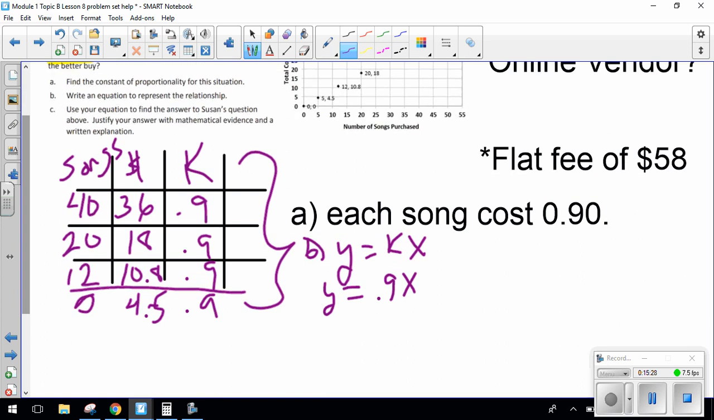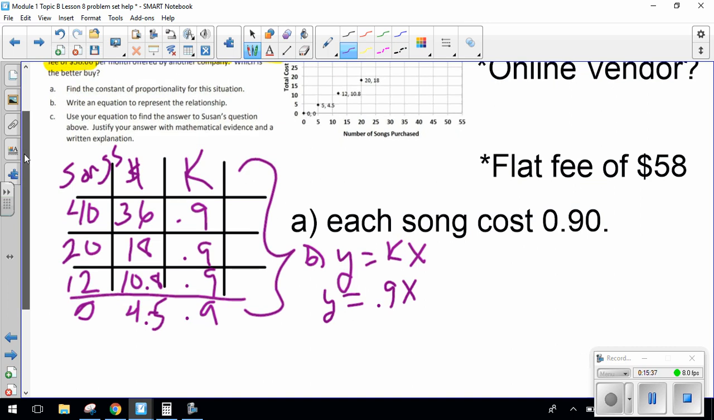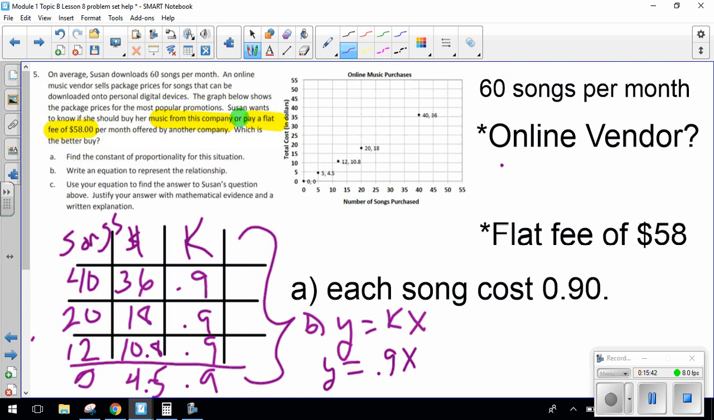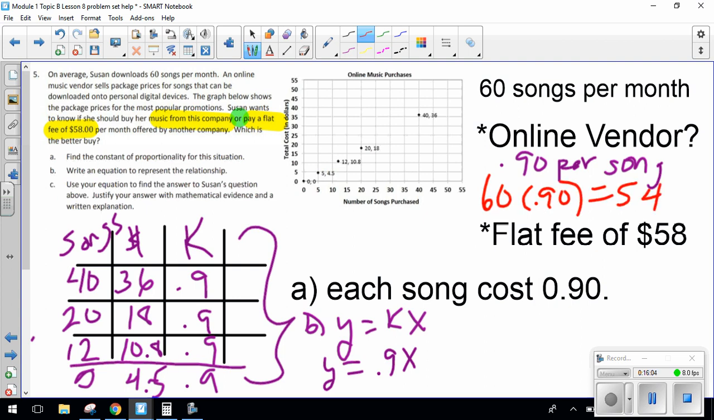And now part C. It says use your equation to find the answer to Susan's question above, and justify, explain your answer using math. For part C, I have two options: the online vendor is 90 cents per song for 60 songs, or I can pay $58 a month. So I want to figure out what 60 songs would cost. I'm going to take 60 times 0.90, and that's going to give me $54.